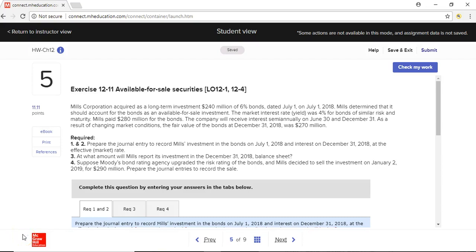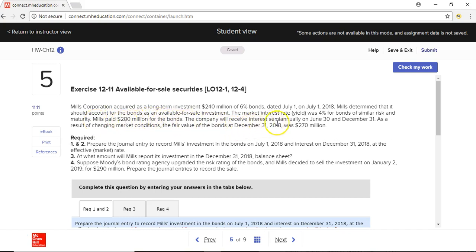Mills Corporation acquired as a long-term investment $240 million of 6% bonds dated July 1st, 2018. Mills determined that it should account for the bonds as an available-for-sale investment. The market interest rate was 4% for bonds of similar risk and maturity. Mills paid $280 million for the bonds.